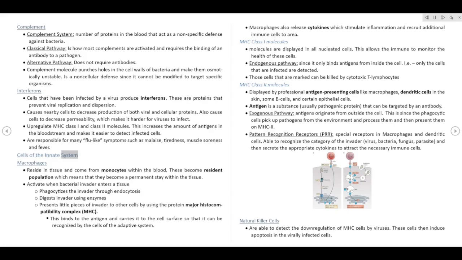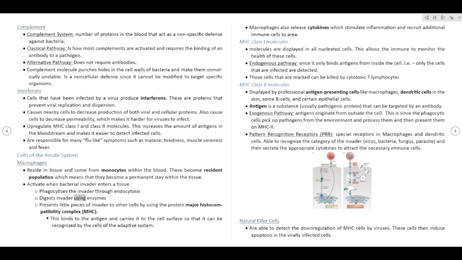Cells of the innate system. Macrophages. They reside in tissue and come from monocytes within the blood. These become a resident population, which means that they become a permanent stay within the tissue. They activate when a bacterial invader enters a tissue. They phagocytize the invader through endocytosis.